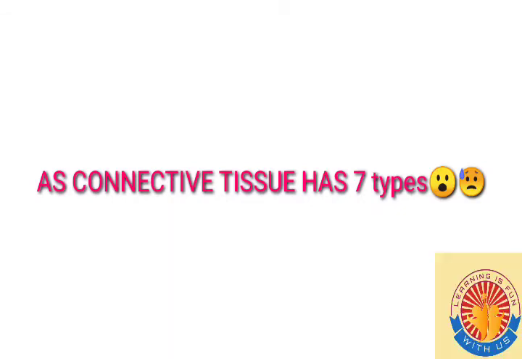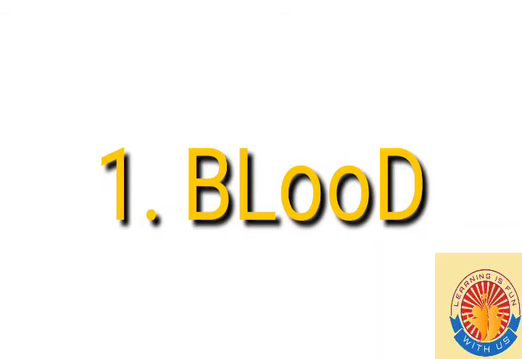The first type is blood. Let's start. Number 1 is blood. It is a fluid connective tissue that links different parts of the body and helps in maintaining the continuity of the body. It contains a fluid matrix called plasma and blood cells such as RBCs, red blood corpuscles, WBCs, white blood corpuscles, and platelets suspended in it.